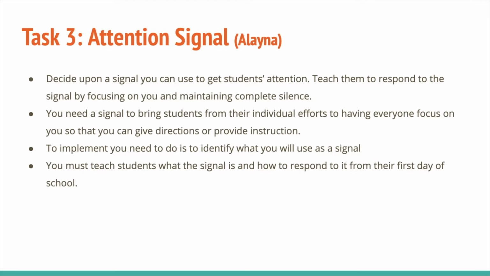To implement, all you need to do is identify what you'll use as a signal, and then you have to teach the students what the signal is and how to respond to it on the first day of school, so from then on out they understand. And I personally would implement this by saying "1, 2, 3, eyes on me," and all the students' attention will be directed towards me, and then I can give directions from then on out.